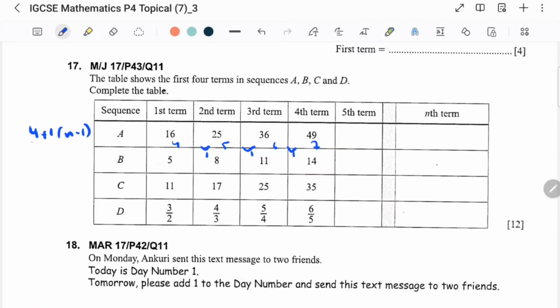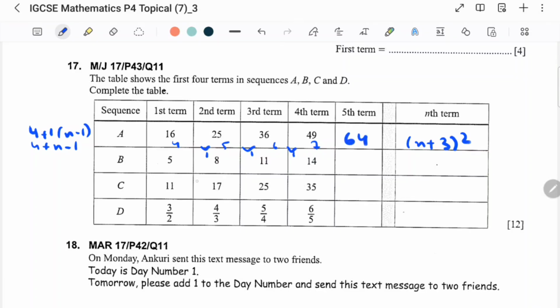So 4 plus n minus 1, that is n plus 3. That is n plus 3, and then whole square. 1 plus 3 whole square, 4 square, like that. Fifth term will be the square of 7, so this is 7 square, 8 square is 64.